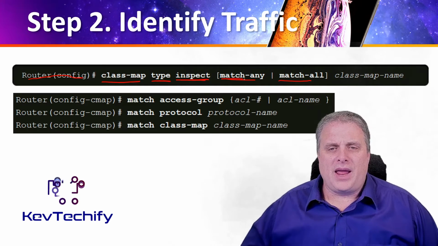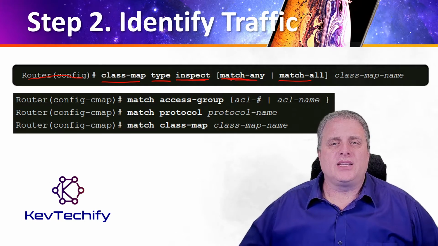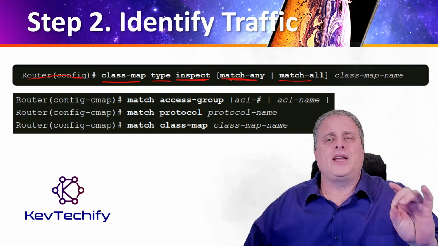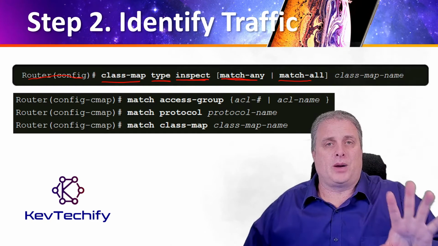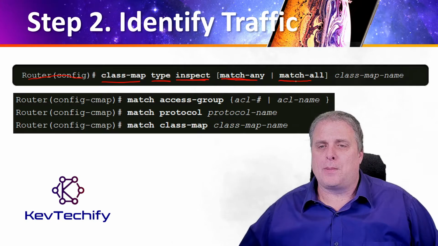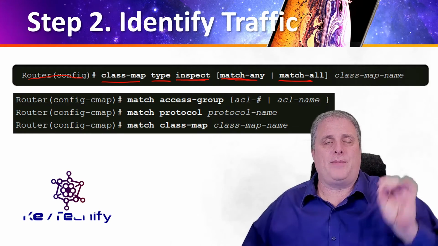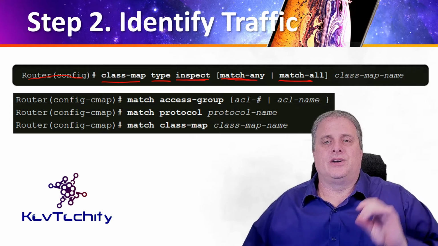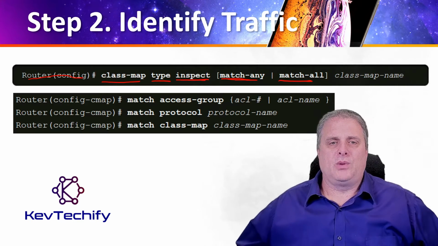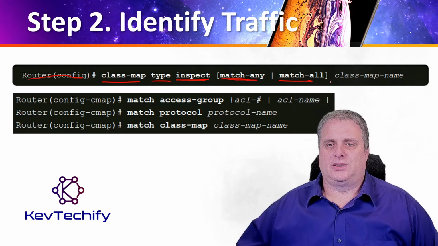So here, the match any. What this does is packets must meet one of the match criteria to be considered a member of the class. And once again here for the match all, packets must match all of that match criteria to be considered a member of the class. And then we have the class name here. So here's where we're going to put in our class name, our class map name.